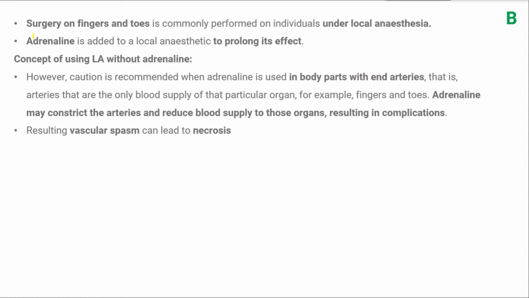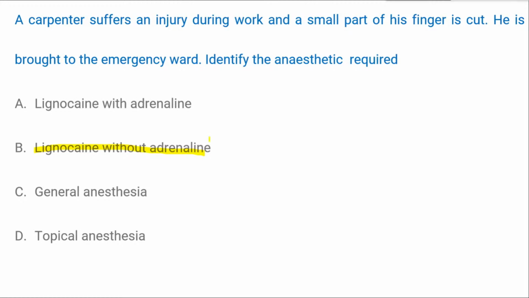But then the only concept is we generally give adrenaline with LA for prolonging its effect. Adrenaline with LA is the common thing that we do. So why we are not giving adrenaline here is because it's an end artery, and because of vasospasm and vascular constriction that adrenaline will cause at end artery, it can lead to necrosis. So we are supposed to use plain LA. That's the concept for this question. If we are asking what anesthetic has to be given, it is plain LA. If we are asking what complication will occur if you give adrenaline, it can lead to necrosis.